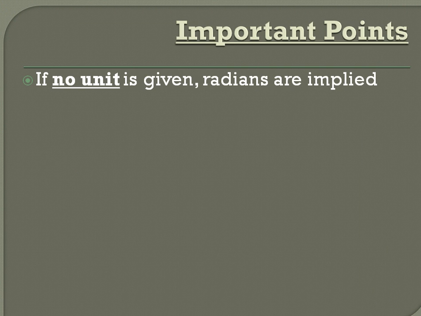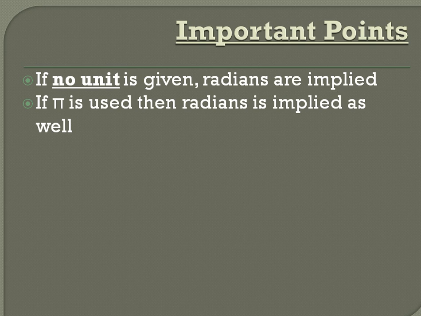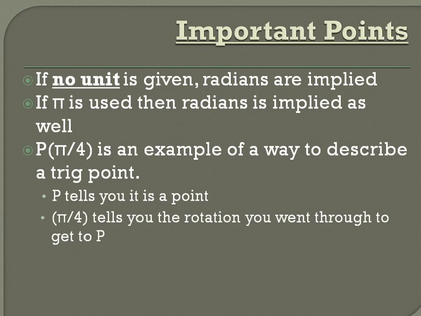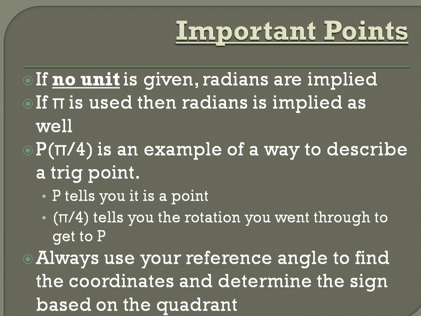So, important points that we need to know. If no unit is given, radians is implied. If pi is being used, then radians is implied as well. And whenever you are going to see a point with an angle of rotation, it's a way of describing a trig point. So the P is what is describing that to you. And then this pi over 4, or any value in radians, tells you the angle of rotation. And you can also have it written in terms of degrees. Now what this actually means is that you always use your reference angle to find the coordinates, and then you determine your sign based on which quadrant you are in.